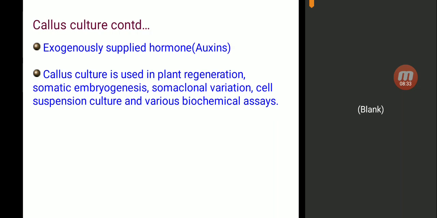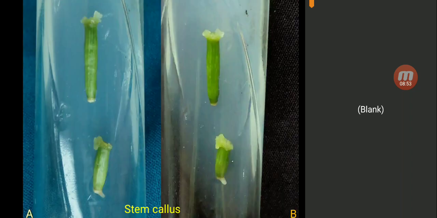By supplying auxins exogenously, callus can be made into a plant either by somatic embryogenesis or by somaclonal variations or through suspension cultures. Here are some photos showing how the callus is initiated.